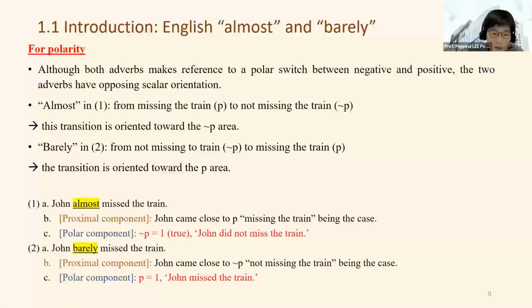So in the case of almost, switching from P to negative P. In barely, switching from negative P to P. So it seems that the two adverbs just switch between the negative and then the positive orientation. However, for almost, from missing the train P to not missing the train, the transition seems to be oriented towards the negative P area. Barely in 2, from not missing the train, negative P, to missing the train, P, the transition is oriented towards the P area.